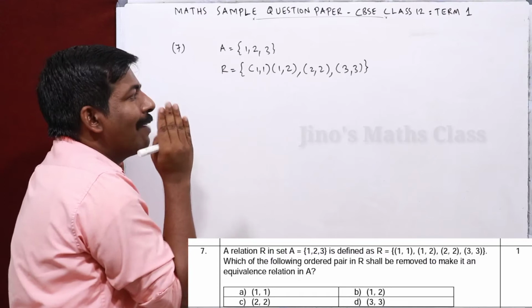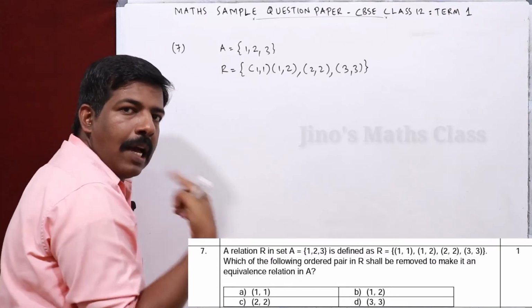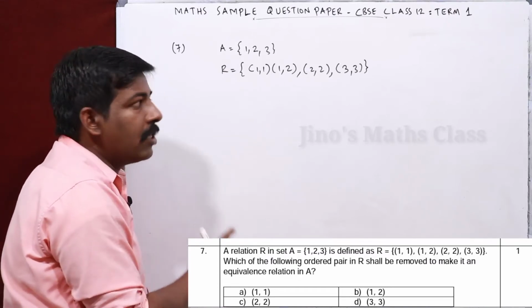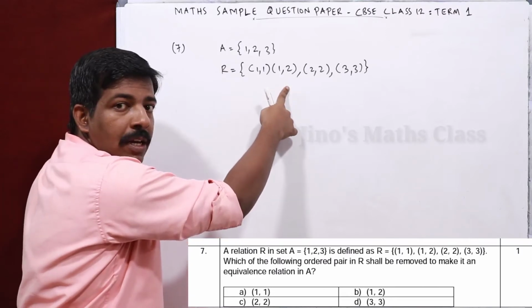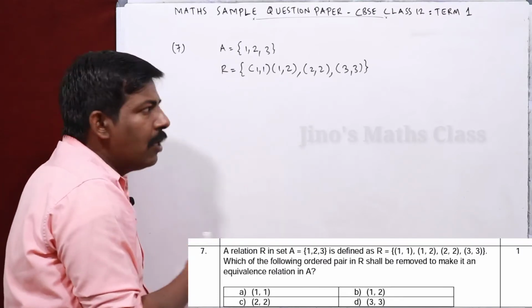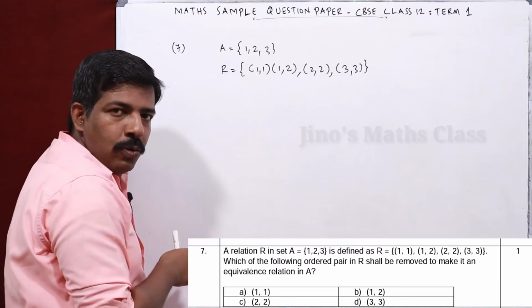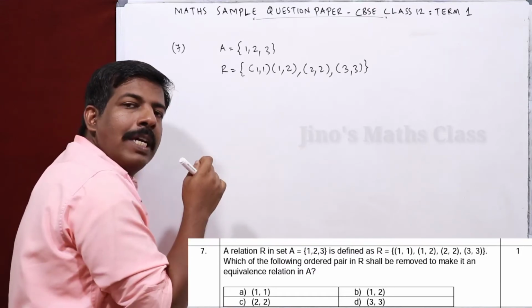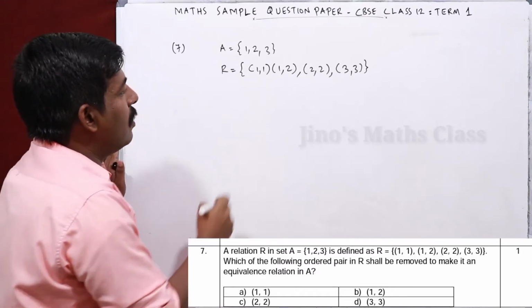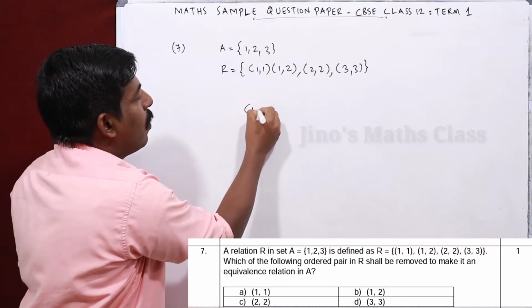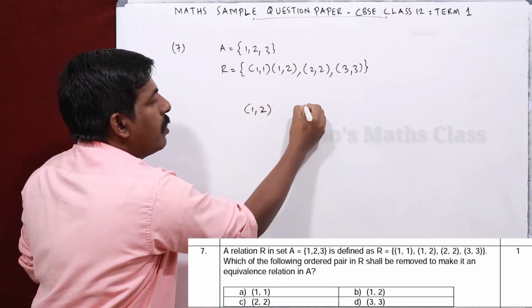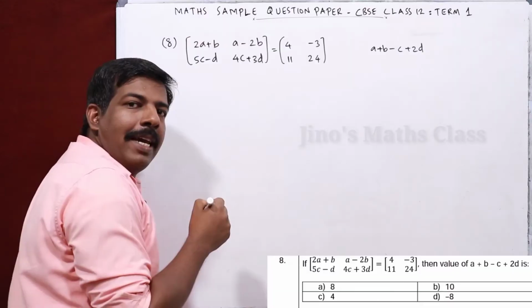That means the given relation is reflexive and transitive, but it is not symmetric because (1,2) is there, but (2,1) is not there. So we can just remove this (1,2) from the relation, so it will become an equivalence relation. We can write the answer. It is ordered pair (1,2) or option B. That's the correct answer.